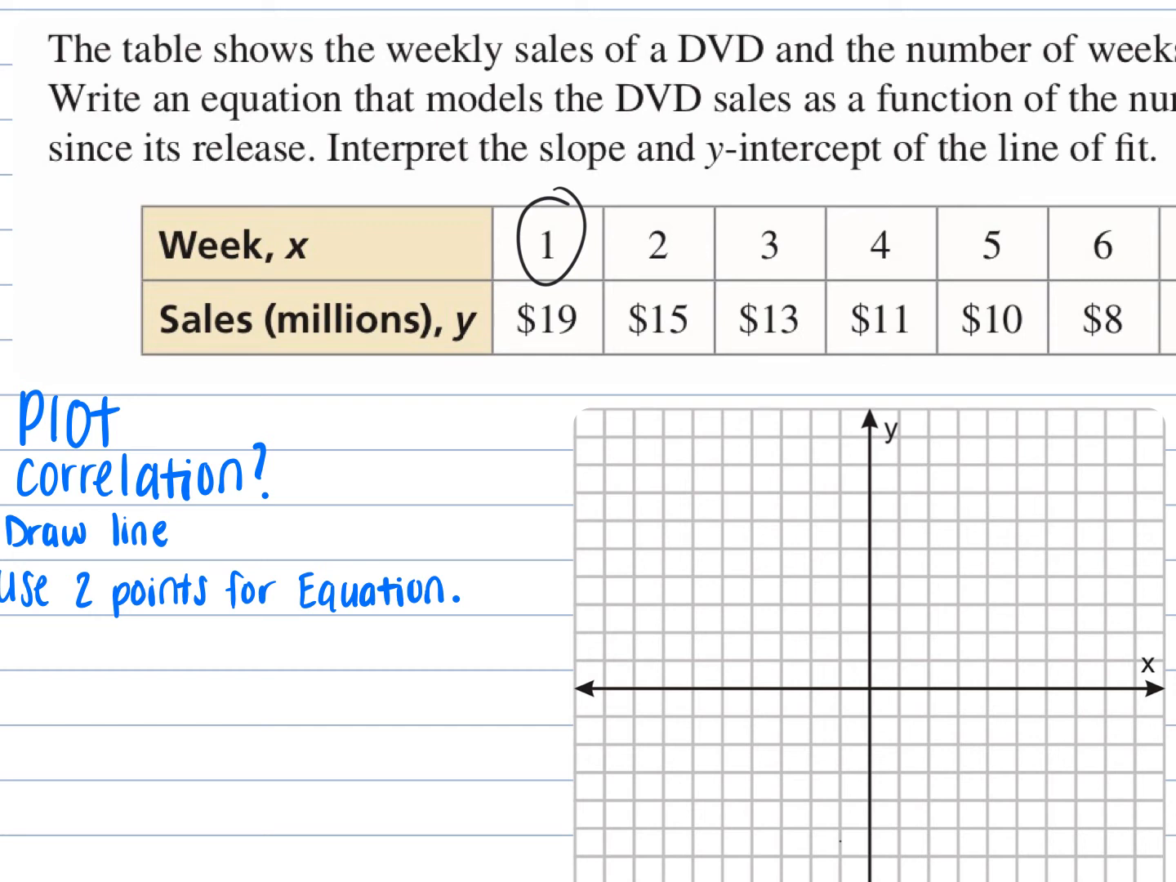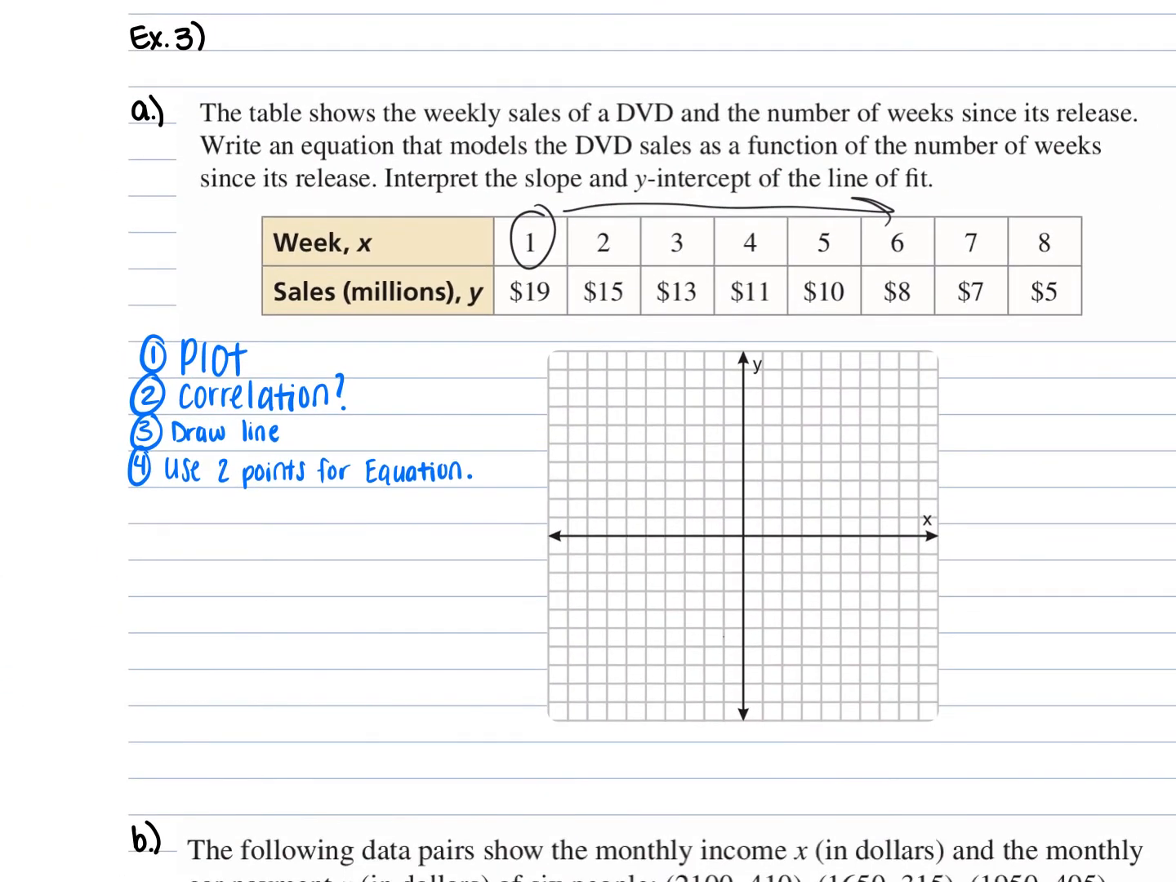But as the weeks go on, what happens to the sales of that DVD? It goes down. So what kind of correlation do we have here? Negative. Because as the weeks go on, the sales go down, okay? So our graph, you guys agree, is going to look something like this, right? Okay, let's make sure that that happens as we do this problem.